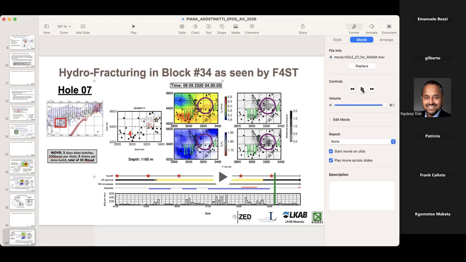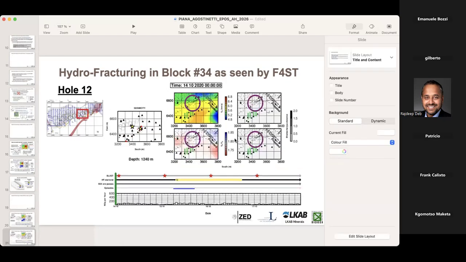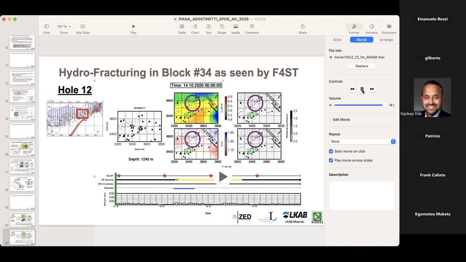So this is one of the clearest examples, but it's clear in many of these hydrofracturing operations that we monitor in Kiruna. But this is not always the case, so I want to show you more examples. We have an example from hole 12, where we have a slightly different pattern. So we can go here and play the movies.